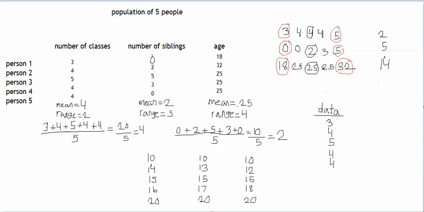First step is subtracting each value by the mean. The mean number of classes was 4, and that's a column of data that we're working with right now. So we'll subtract each answer for number of classes by 4.